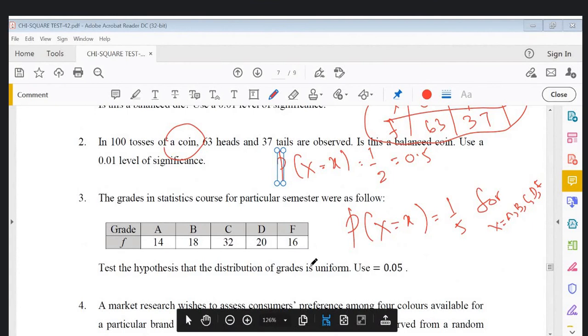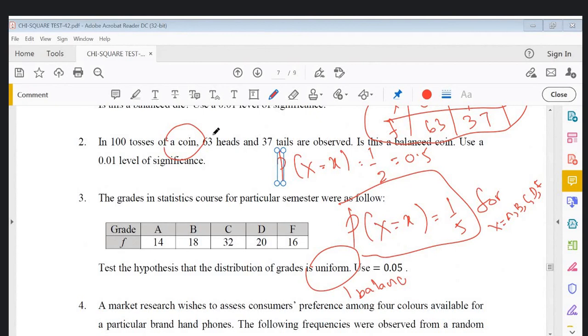Look at this one: uniform or balanced. Balanced or uniform, you must use the same value. Same as this one, the coin. When you find the balance, the probability is the same for every element. For this one, the probability is the same for A, B, C, D, E. Uniform.